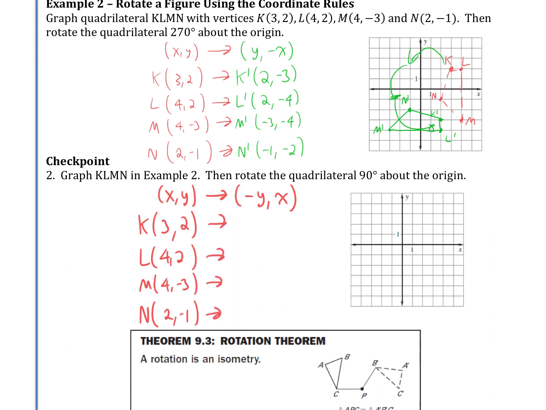All right. And K prime is going to be -2, 3. L prime is going to be -2, 4. M prime is going to be 3, 4.